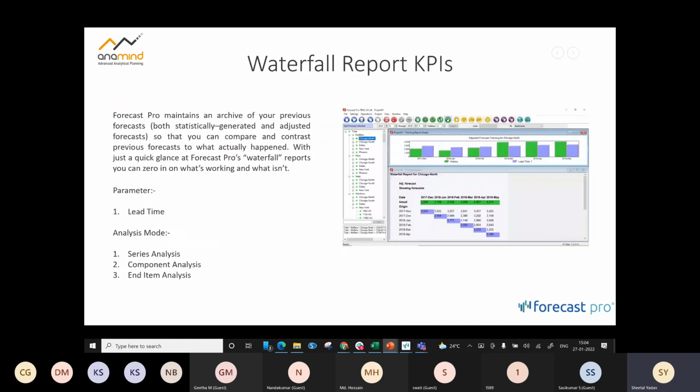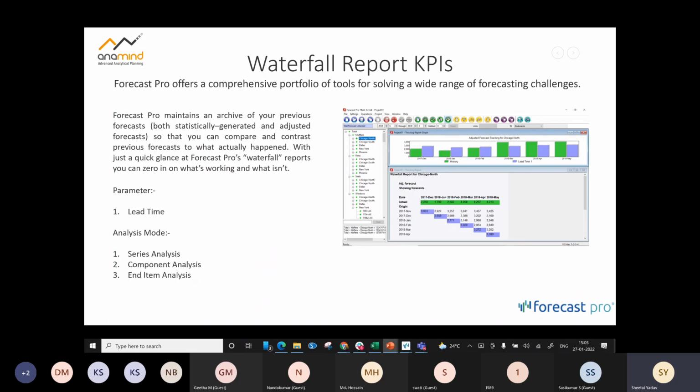Okay, let me walk through the waterfall report. So this is one of the report that's been, not sure if you all are using this report, but this is one of the most insightful reports within Forecast Pro that we have. And we really wanted to cover this report in detail so that you understand and can also make use of this report effectively in Forecast Pro.